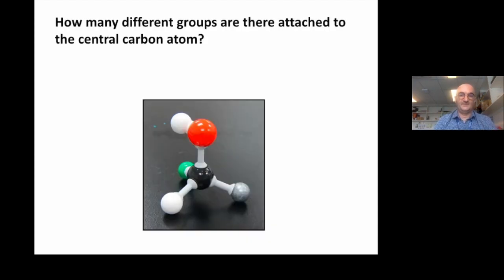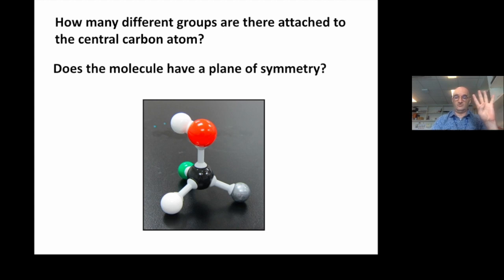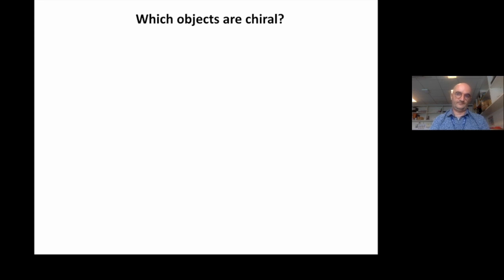So how many different groups are there? Four. You need four. Is there a plane of symmetry? No, there is no plane of symmetry. I cannot put a mirror anywhere in there, reflect the other half, and see the original molecule.